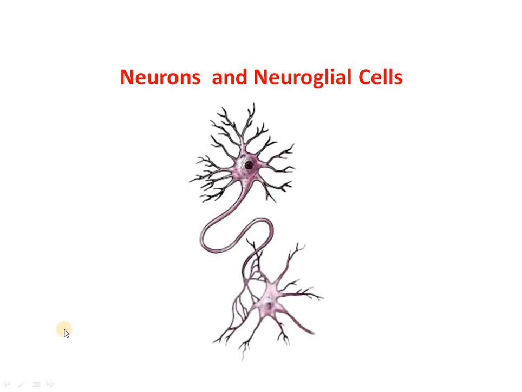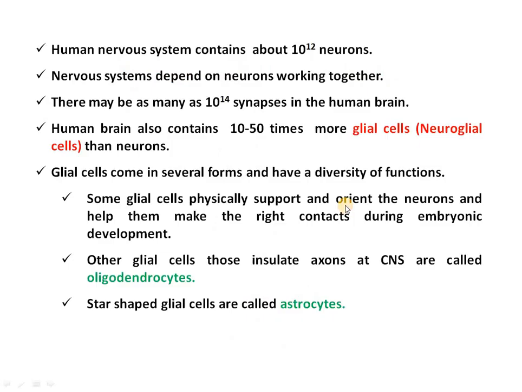In this lecture I will describe the neurons and neuroglial cells. Neurons are the structural and functional unit of the nervous system. The human nervous system contains about 10 to the power 12 neurons. These neurons are the structural and functional component of the nervous system.